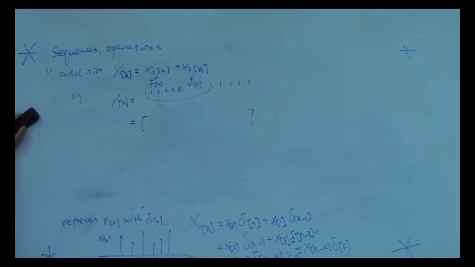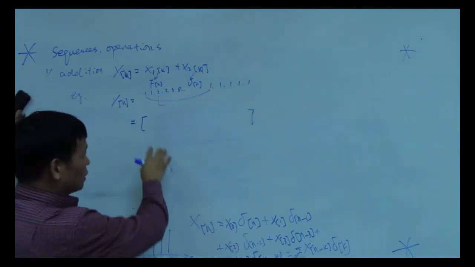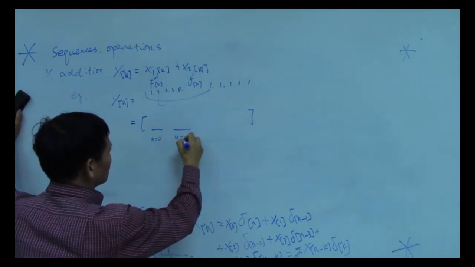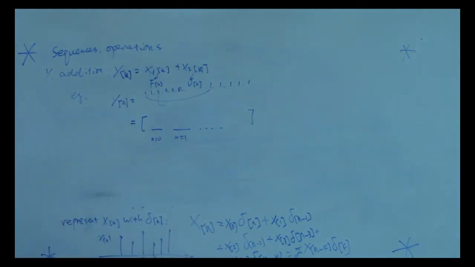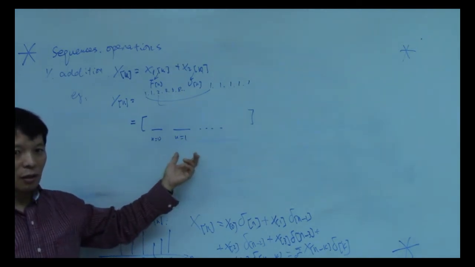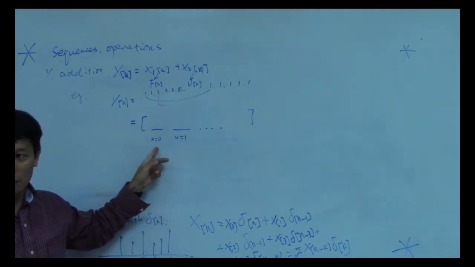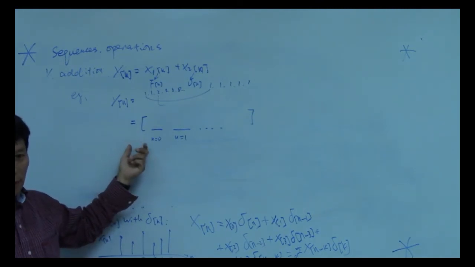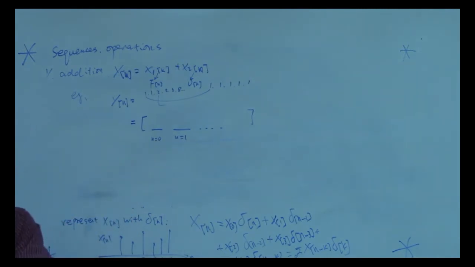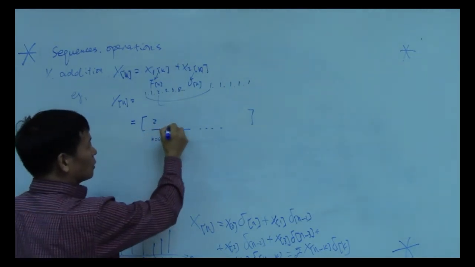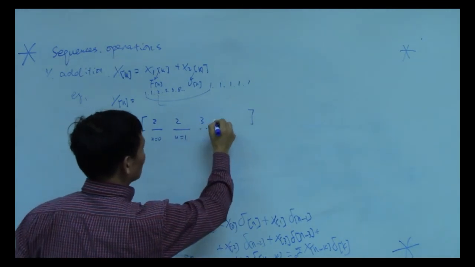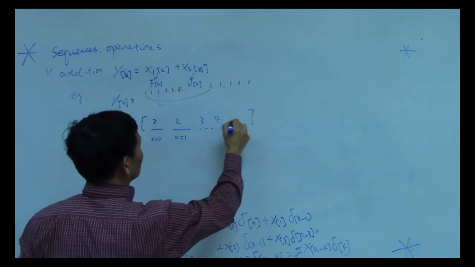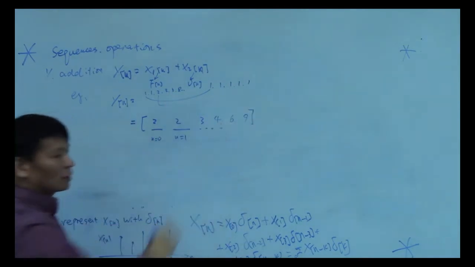Usually we start from 0. So this one is n equals 0. Next one is n equals 1, and so on. This representation only works when n starts from 0. If you have any value for n equals -9, you do not use this method, because this method means we start from n equals 0. So the first one equals 2, the second one equals 2, the next one equals 3, the next one equals 4, and the next one equals 6, the next one equals 9, and so on.